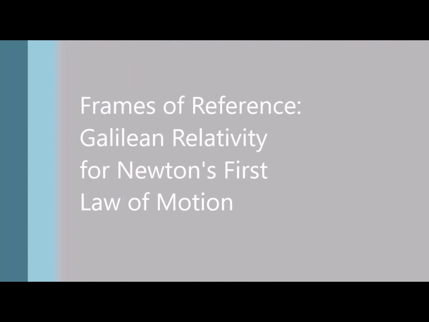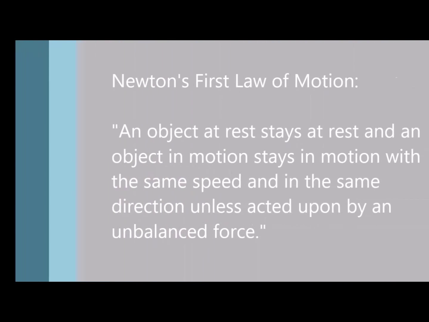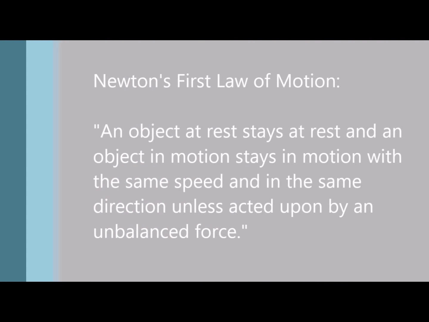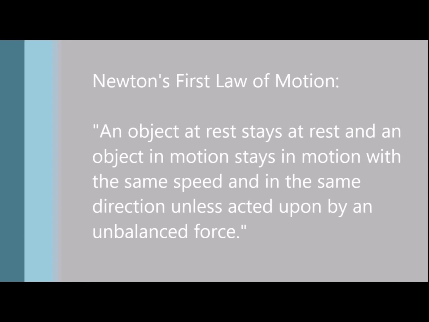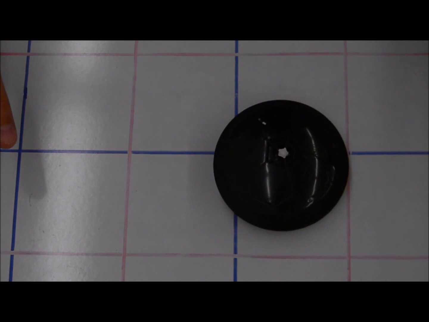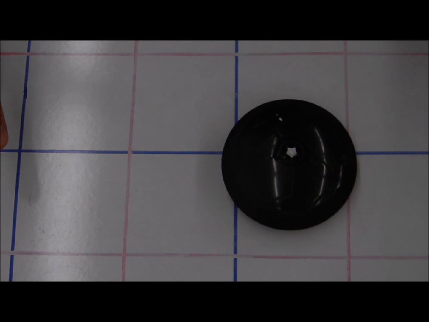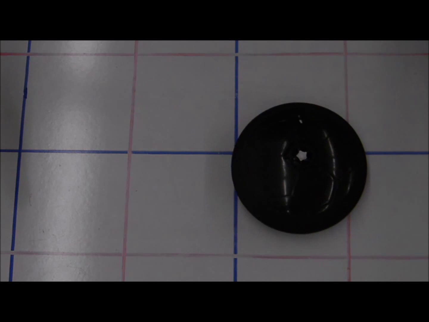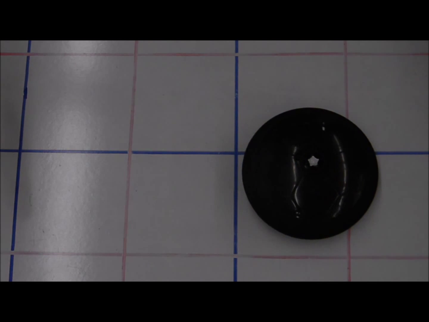In the following video demonstration, we used a whiteboard with grid lines attached to low-friction carts, as well as a low-friction hover puck, to demonstrate Galilean relativity for Newton's first law of motion. For our first case, we applied no unbalanced force to either the whiteboard, the puck, or the camera, thus they all remained at rest relative to each other.